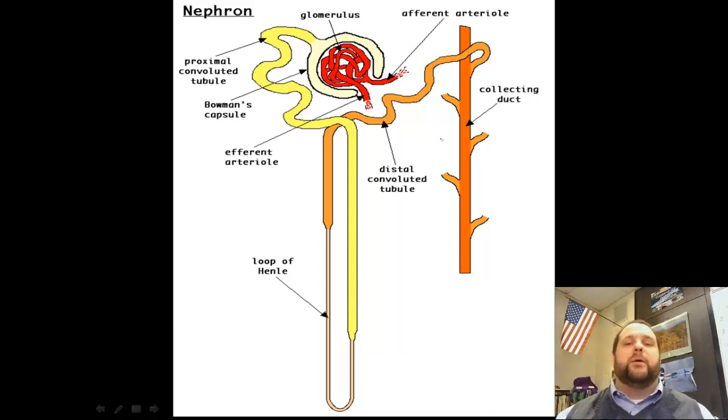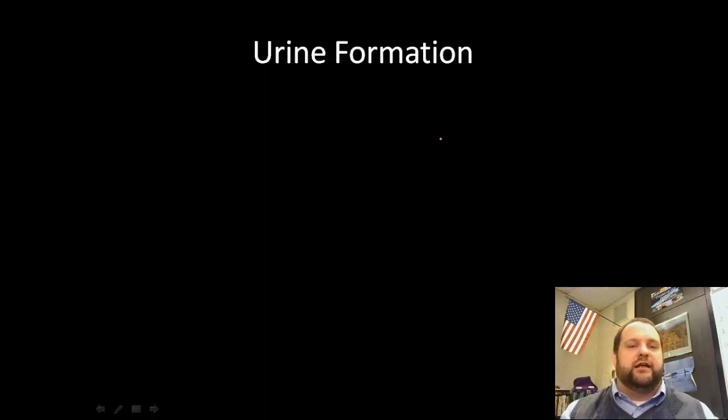We're going to learn what each part does and the steps of urine formation here. So this is urine formation. What's going to happen in this nephron to produce your urine? And I've got to be honest, it's not as simple as you may think it is.